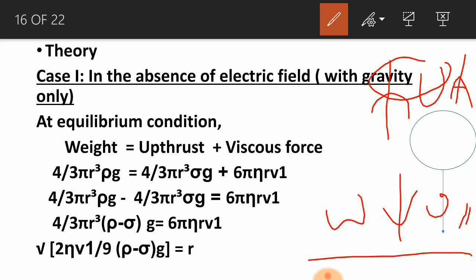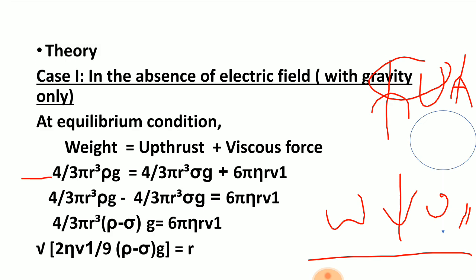Now we already know that our expression for weight is 4/3 pi r cubed rho g, the upthrust is 4/3 pi r cubed sigma g, and the viscous force is 6 pi eta r v1. v1 is the velocity of the particle in the absence of an electric field. We perform this experiment in two cases: in the absence of an electric field and in the presence of an electric field.